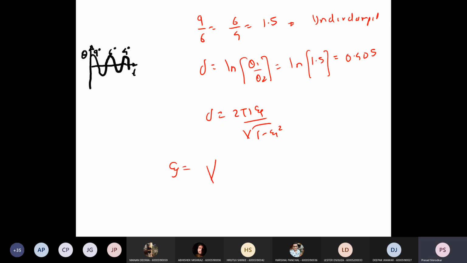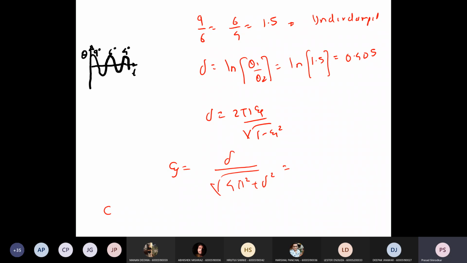If I rearrange the terms, I will get zeta is equal to delta divided by square root of 4 pi square plus delta square, and that comes out to be... So find out. Okay, so this is your logarithmic decrement. That is one question which is asked. Then they are asked you to find out a damping coefficient.